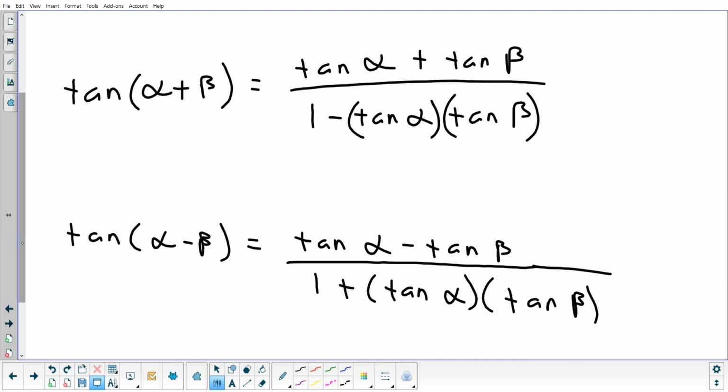So the tangent of a sum is tangent first plus tangent second over 1 minus the product of the two tangents. In the bottom one, it's tangent first minus tangent second over 1 plus the product of the tangents.